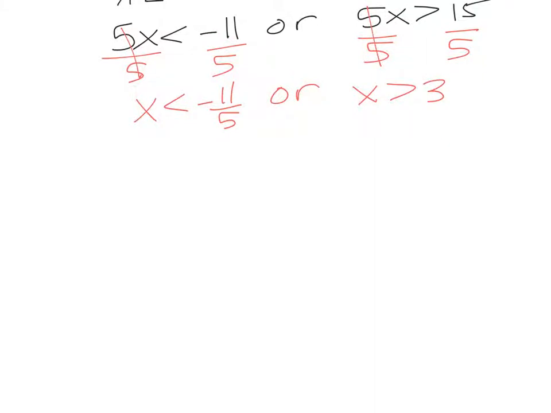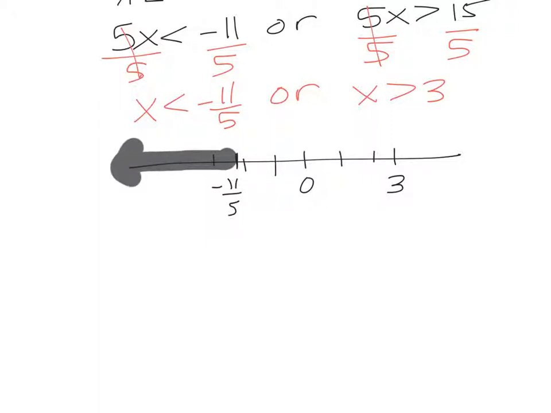Once you have the answer solved, then you need to put it on a number line. 0 is in the middle. 3 is on the right. Negative 11 fifths will be on the left. Negative 11 fifths is a little bit more negative than negative 2. You want x's that are smaller than negative 11 fifths, so that will be to the left of negative 11 fifths. You want x's that are larger than 3, so that will be to the right. Because there's no line underneath the inequality sign, you're going to use parentheses on that number line.